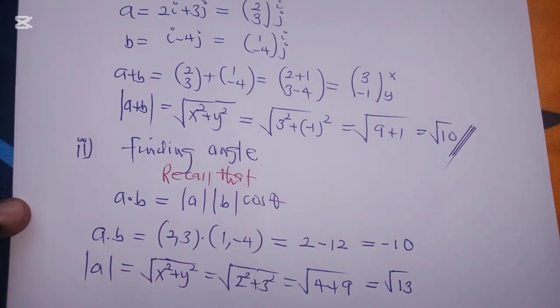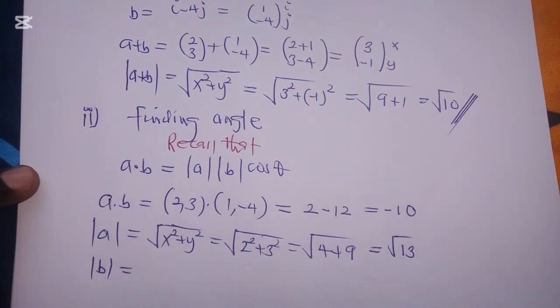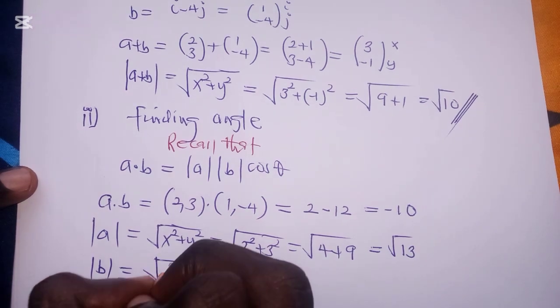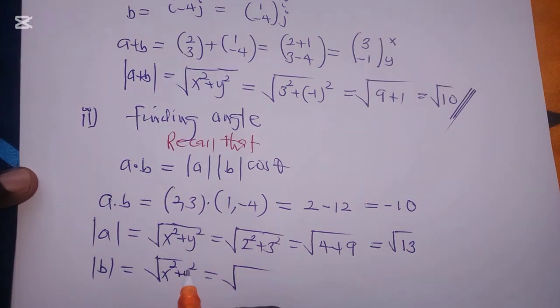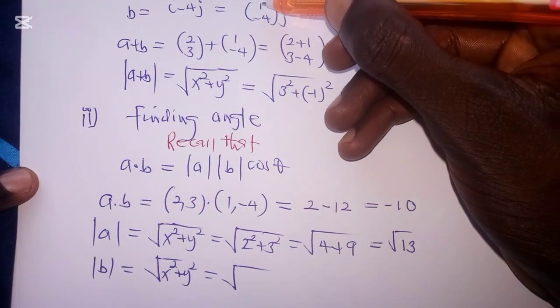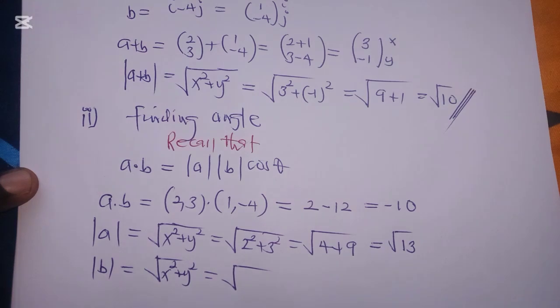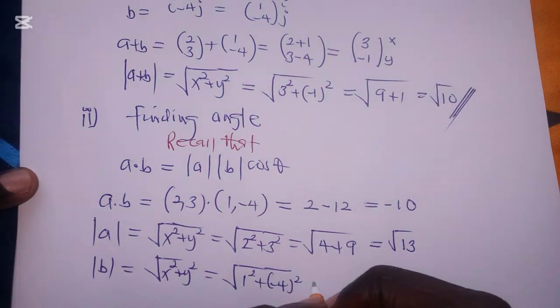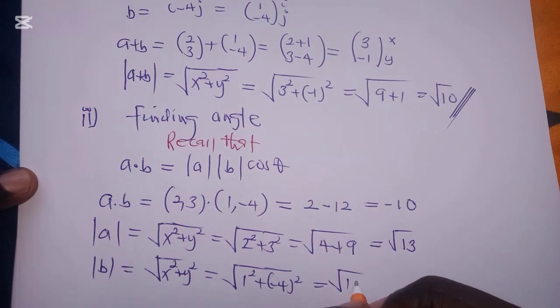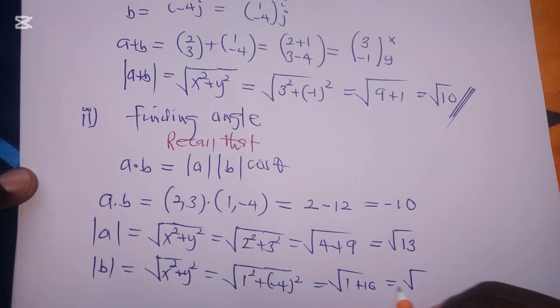Let's find B also. Similarly, the magnitude of B becomes the square root of x squared plus y squared. We substitute again: this is x, this is y. We say 1 squared plus (-4) squared. So this becomes the square root of 1 squared, which is 1, plus 4 squared, which is 16. So this is equal to the square root of 1 plus 16, which is 17. So it means the magnitude of B is root 17.